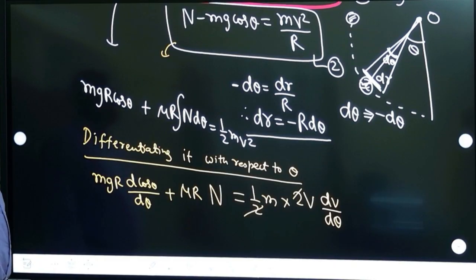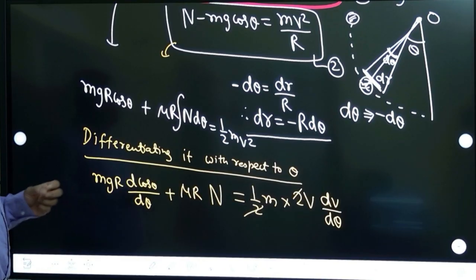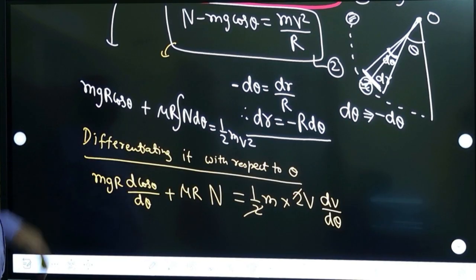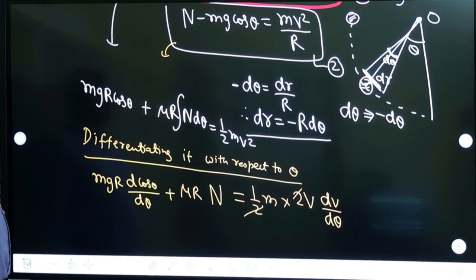Why it will balance? If it is balanced, how can it be circular motion? You forgot. Last class we have done that. There must be a net force toward the center, which is called centripetal force. So normal has to be larger than mg cos theta. Then only it will give a centripetal force.